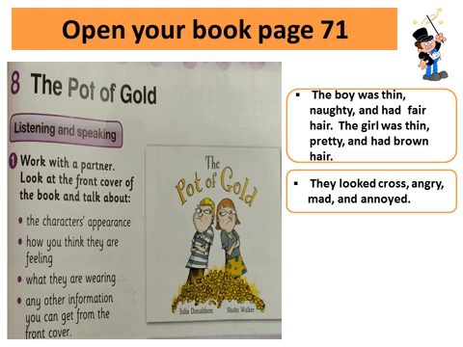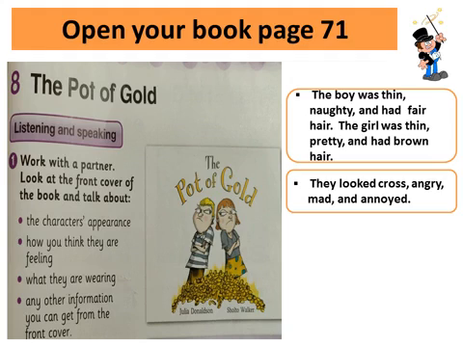They looked cross, angry, mad, and annoyed. Annoyed means very cross and mad. Okay? Let's look at the next point. What they are wearing. I want you to circle wearing. And in the previous point, I want you to circle feeling. So circle feeling and wearing.